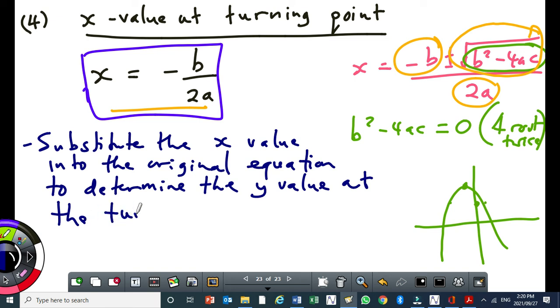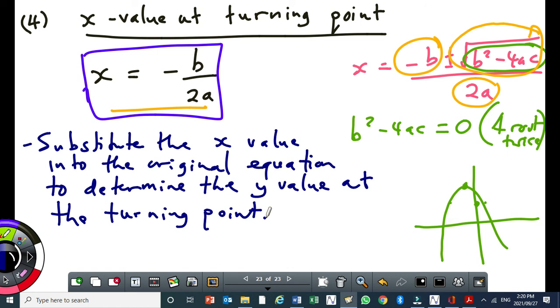Turning point. Okay, it's not complicated. So you get your x value first, and you just have to identify your b, which is something that you know from term 1, identify your a, which is something that you know from term 1, simplify that, get your x value. Then substitute that x value into the standard form, get the y value. Then you'll have been able to determine your turning point.